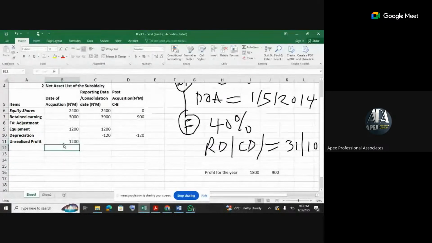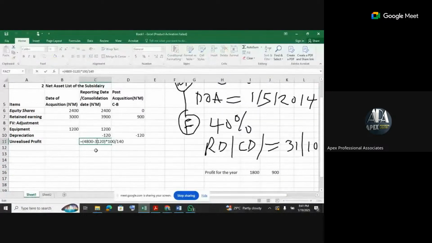So this is what the unrealized profit would be. But where are you taking the unrealized profit from? From the date, the reporting date. So you have this unrealized profits. Negative of that. Negative of 1,200 will be the unrealized profit.